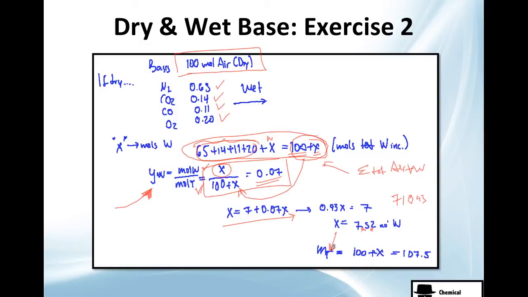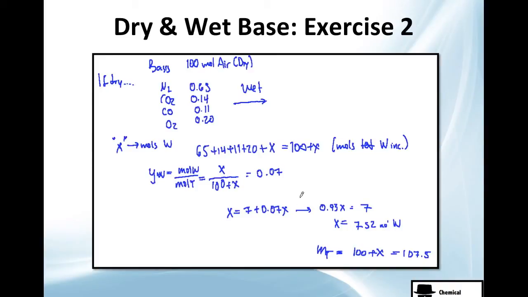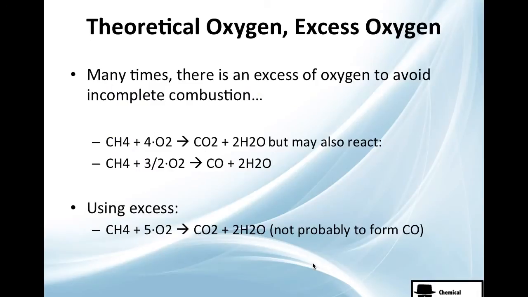And then to calculate the total, it will be simply 100 plus the new water, which is 7.5, and you get this answer. Sorry guys, I didn't calculate the mole fractions, but it's so easy. You just need to check 65 divided by 107.5, and so on for 14, 11, 20, and X, which is 7.5 divided by 107.5, and you will have the composition.